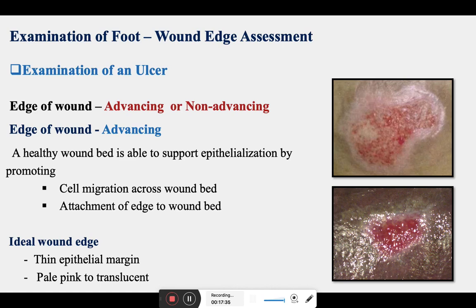Now coming to the examination of an ulcer, that is the edge of the wound, most important, whether it is advancing or non-advancing. Now in case it is advancing, the wound bed is also able to support epithelialization by promoting, as you can see from the figures, cell migration across the wound bed and attachment of the edge to the wound bed. An ideal wound edge should have a thin epithelial margin. You can make out in the picture that is a thin epithelialized margin, or there may be pale pink to translucent, as you can make out in this picture.